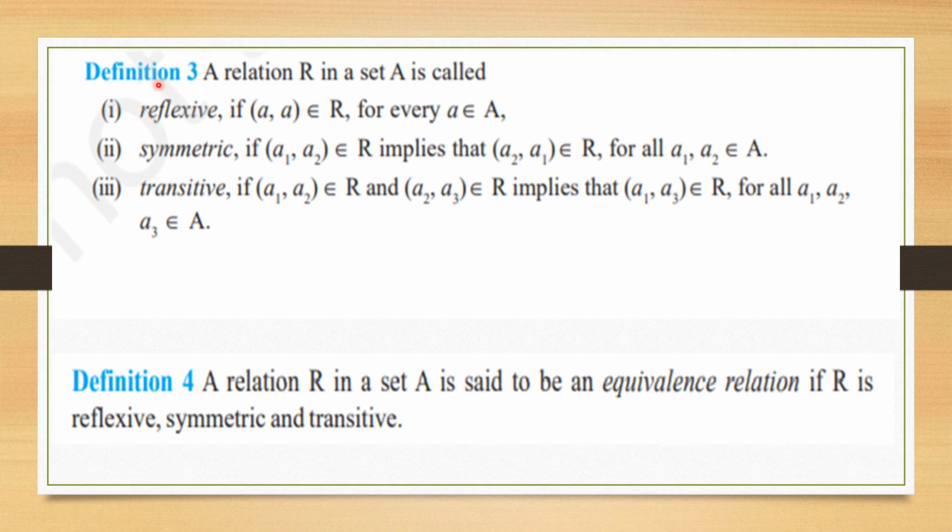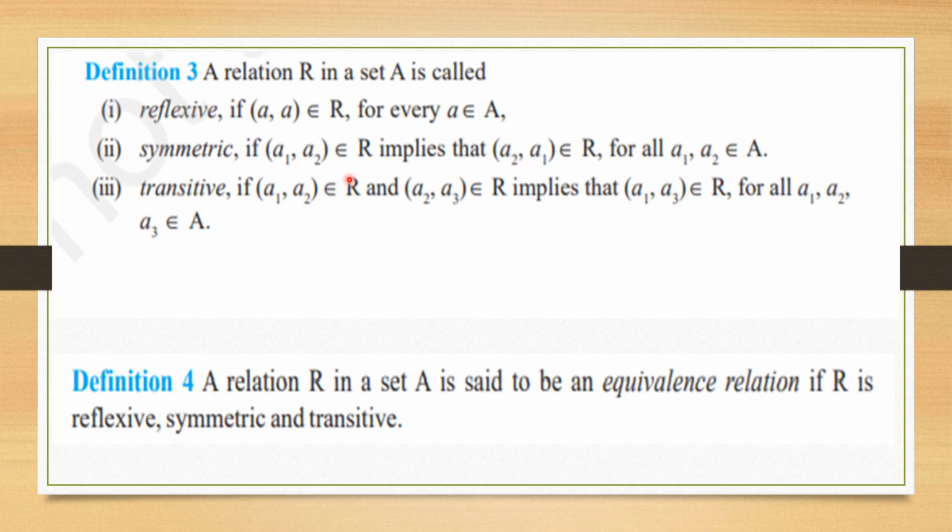Now let us see the definition of relations which are reflexive, symmetric and transitive. Your first exercise is based only on proving these reflexive, symmetric and transitive relations. A relation R in set A is said to be reflexive if (a, a) belongs to R for every a belonging to A. (a, a) belongs to R means every element is related to itself.